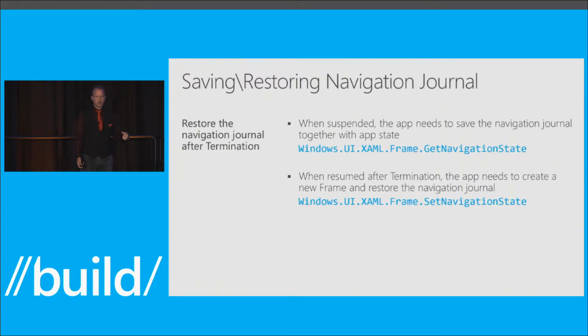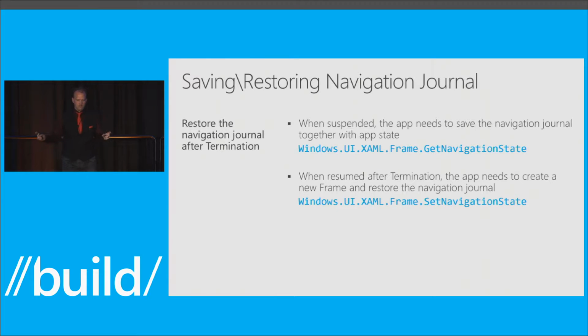So you have to call the get navigation state, and you will get an opaque string with the entire navigation journal in it. And this is why the parameters had to be serializable, because they're part of this string.